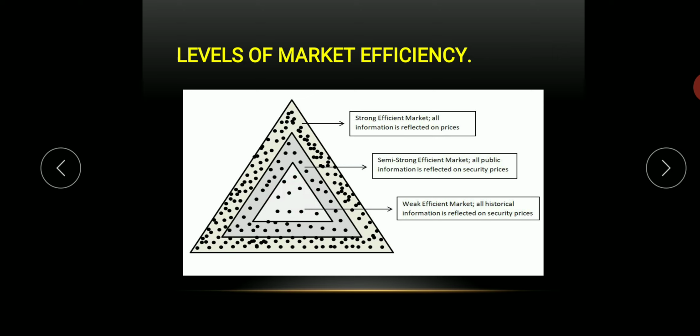So the efficiency of the security market can be depicted with this picture. Okay, that's all. Thank you.